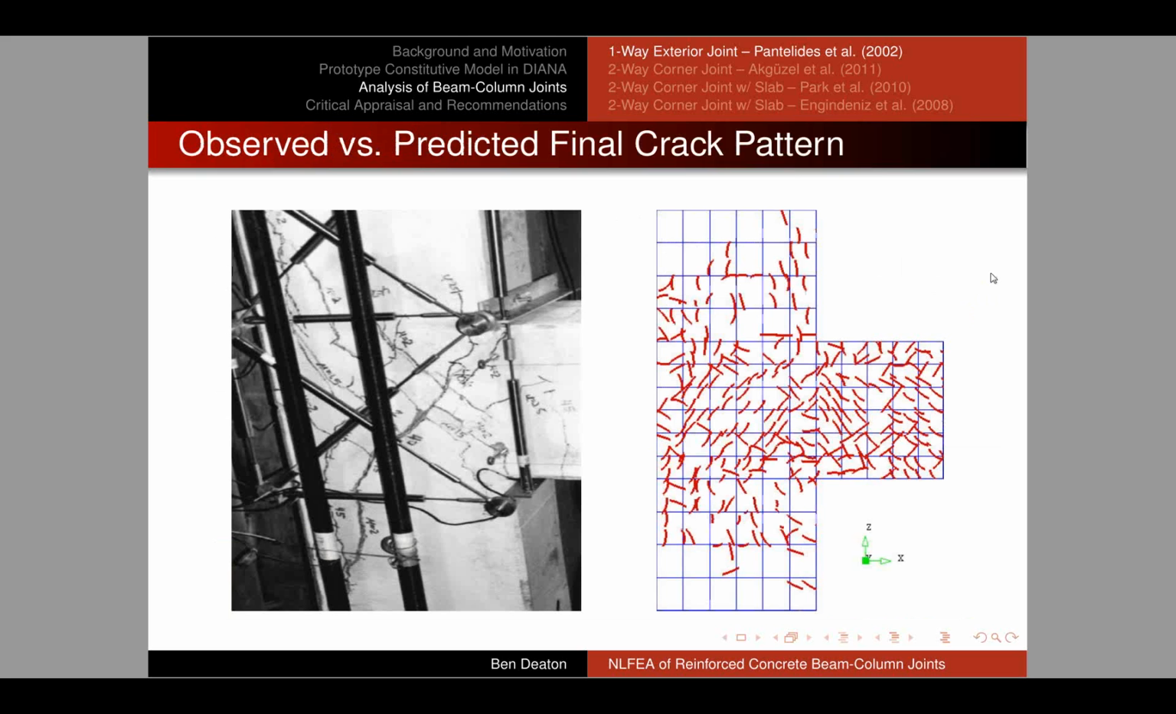In this graph, we can see the observed versus predicted final crack patterns. And again, this is a really nice tool to get a qualitative sense of how the structure is performing or failing. Remember, this is a rotating crack model, so the crack orientations will represent the current state of stress and strain in the system. You can see this crack in the experiment has opened very widely, and you can see a band of cracks through this region that show agreement with that same behavior, along with cracking out into the beam region.